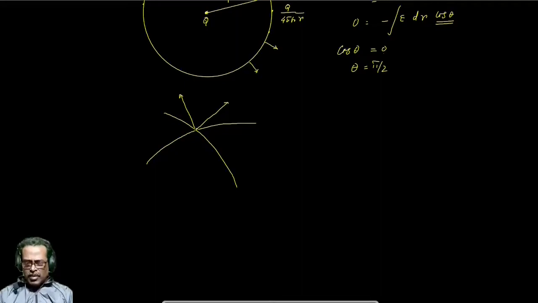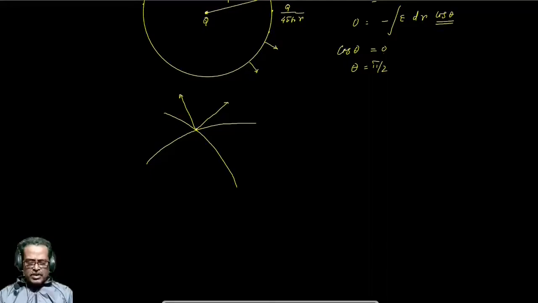So at every point we will get a unique direction of the electric field. It is not possible to get two different directions of the electric field at one point. So we can say that two equipotential surfaces never intersect each other.